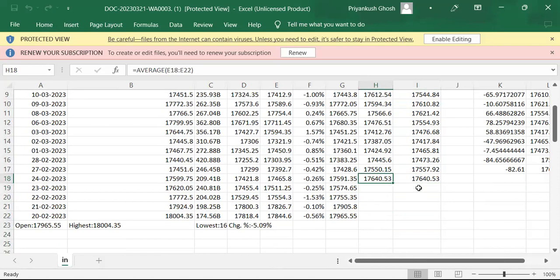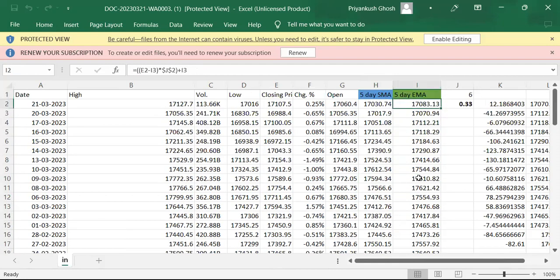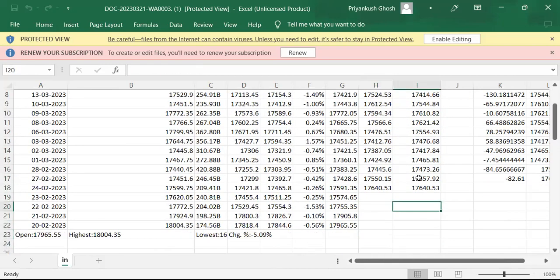Now जो पहला दिन का होता है, पहला पीरियड का, the first 5-day period, for that day the exponential moving average is same as simple moving average. Okay, so it is also same, 17640.53. Okay, even your exponential moving average also is the same. Now what happens beyond them? So this is interesting. Now what is this?